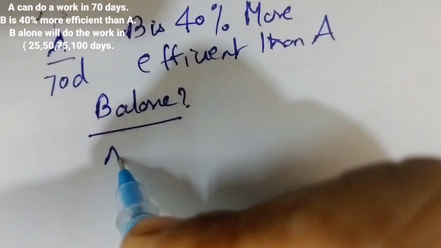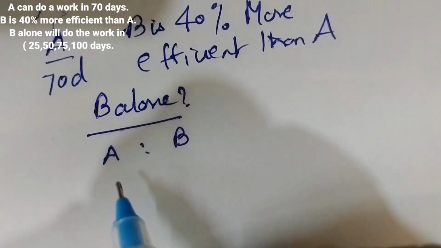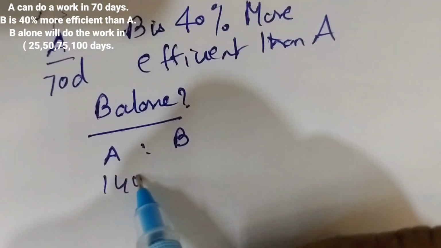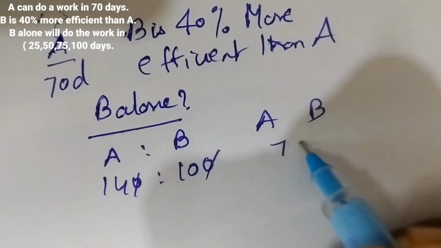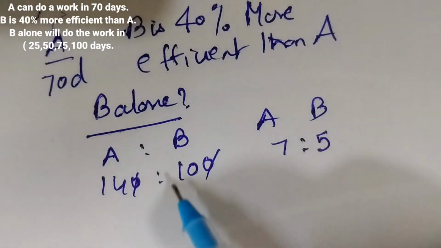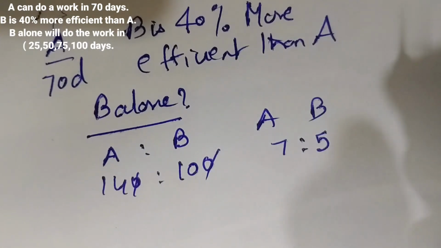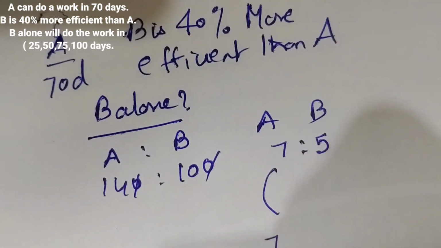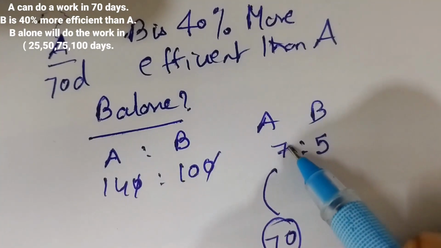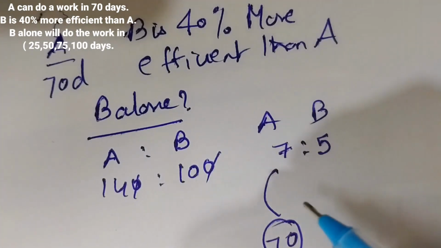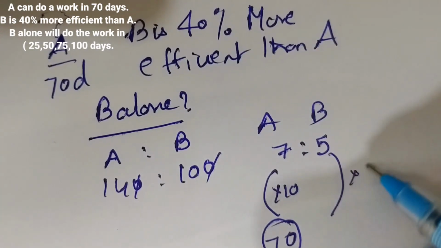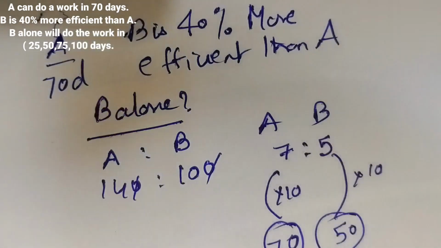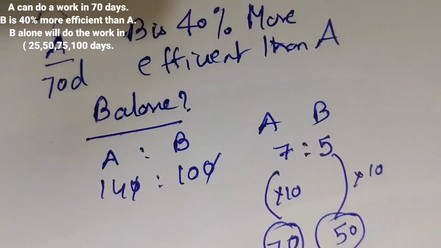Now, coming to the point, A is to B ratio. First step, B is 40% more efficient. So 100 is to 140, that is A is to B. If I take, 5 is to 7. Now A is taking 70 days to complete the work, he has given. So dear students, 7 into 10 is 70. In the same way, coming to B, 5 into 10, if I take, it will be 50. So 7 into 10 is 70, 5 into 10 is 50. That's all is the answer, dear students.